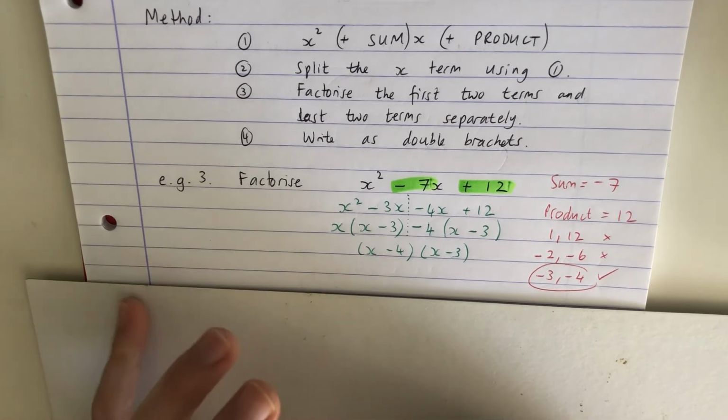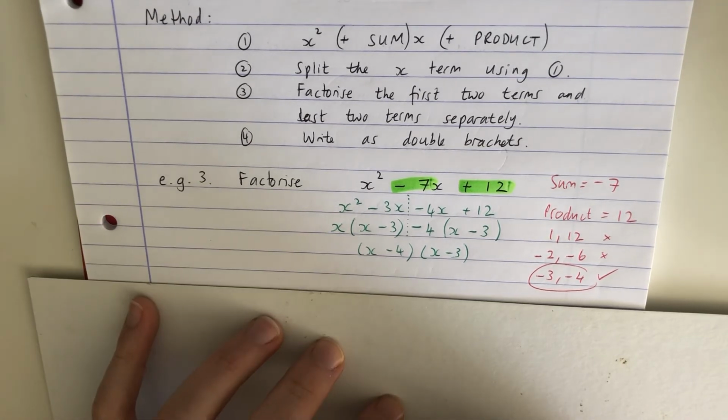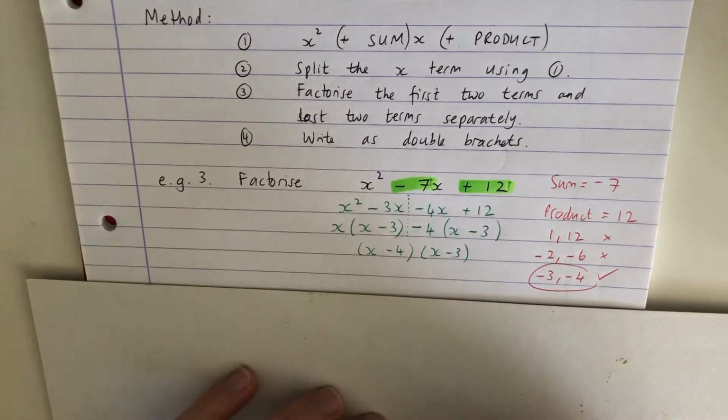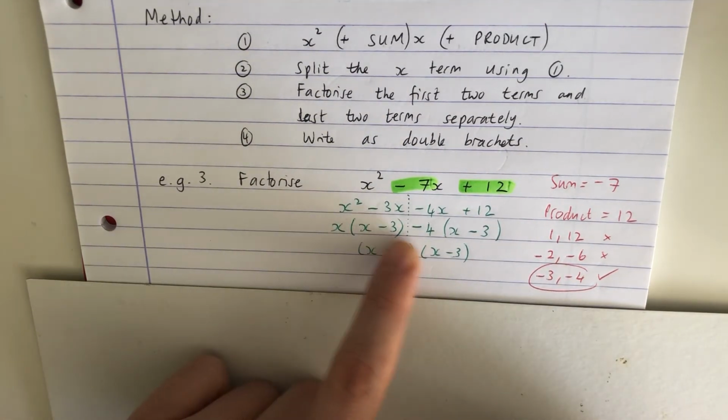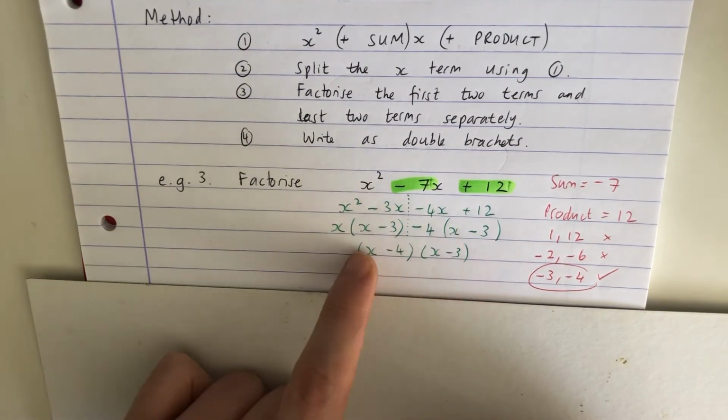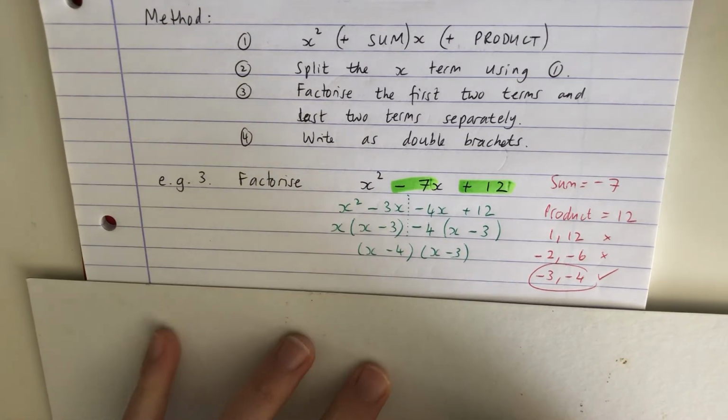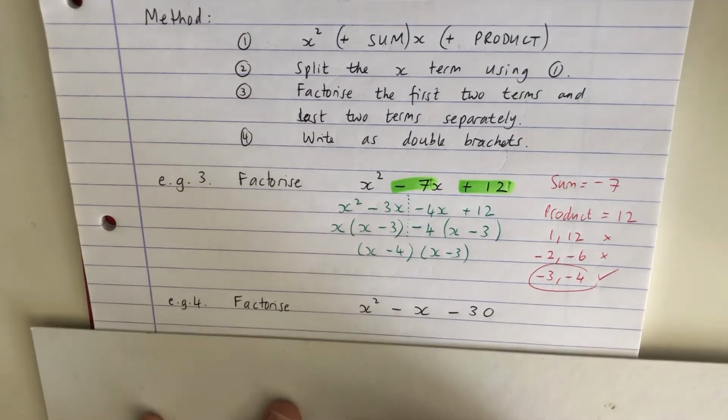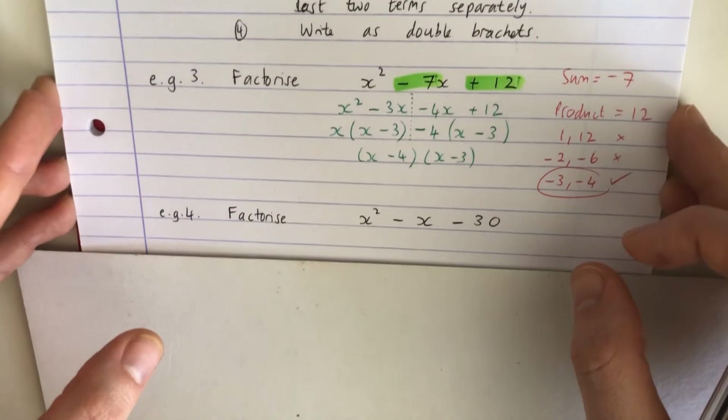Okay, so there's a few things you know if you're doing it right or wrong. Product and sum stuff you need to write down, but also when you do factorize you should get the same brackets. Let's go on to the last example, example number 4.